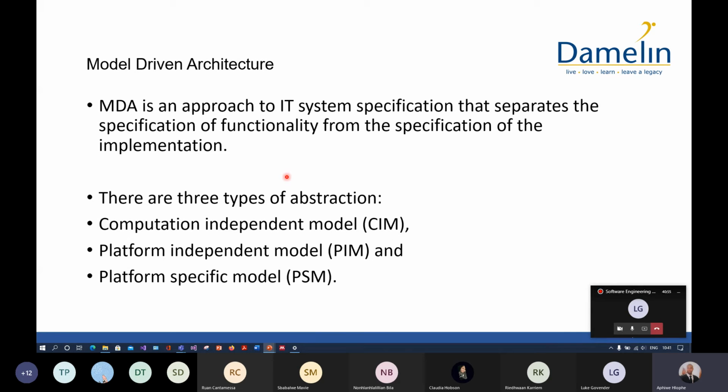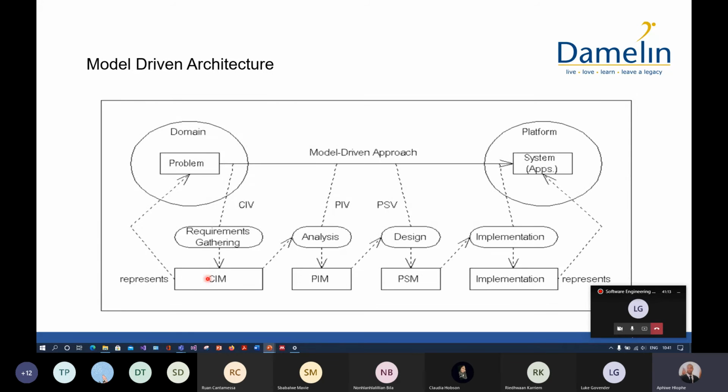So these are the three layers of abstraction that are found as part of the model-driven architecture. We have the computation independent model, we have the platform independent model, and then we have the platform specific model, okay? I'll just show you this next slide so that you can have a graphical representation of what this actually means.